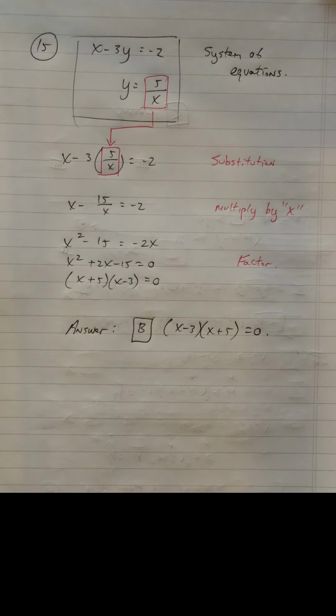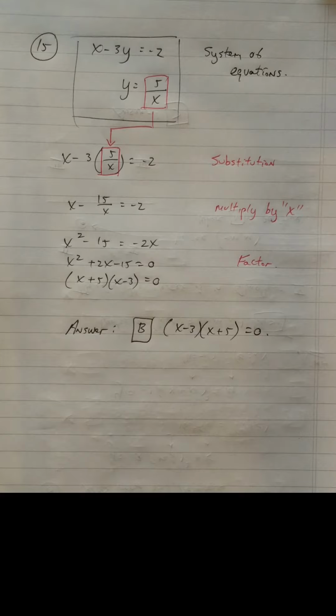Question 15. Another system of equations question. Here, x minus 3y equals -2. And we're also given that y equals 5 over x. We can substitute in once again for the y value, and we get x minus 3 times 5 over x equals -2. I'll multiply everything by x to get rid of the denominator, and we'll get x squared minus 15 equals -2x. Setting this equal to 0, x squared plus 2x minus 15 equals 0.